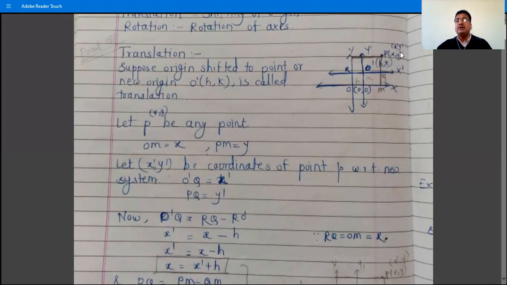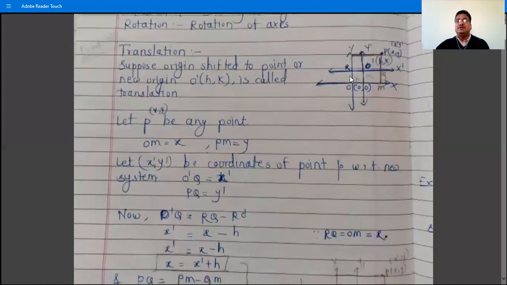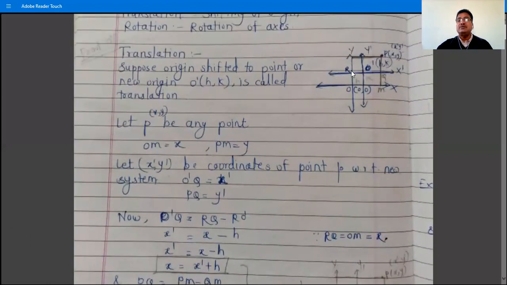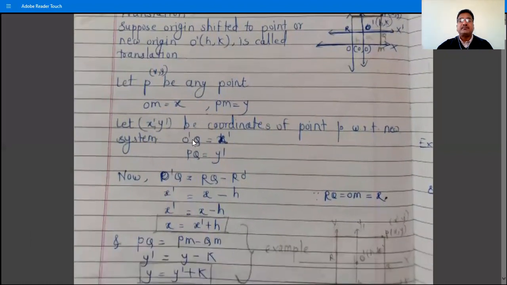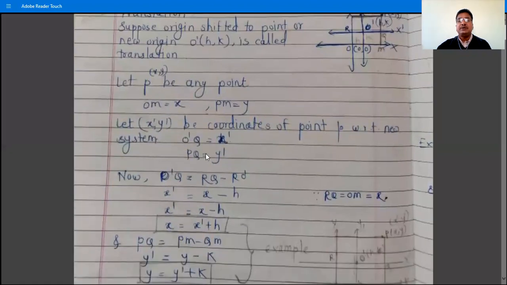That is, PM is small y, and this distance OM is the x coordinate. So OM is x, PM is y. These are the coordinates of the point P. X and y are the coordinates of point P with respect to the old system. And the new system is this, after shifting the origin: the X dash, Y dash axis, and O dash is its origin. Then suppose x dash, y dash are the coordinates of the same point P with respect to the new system.